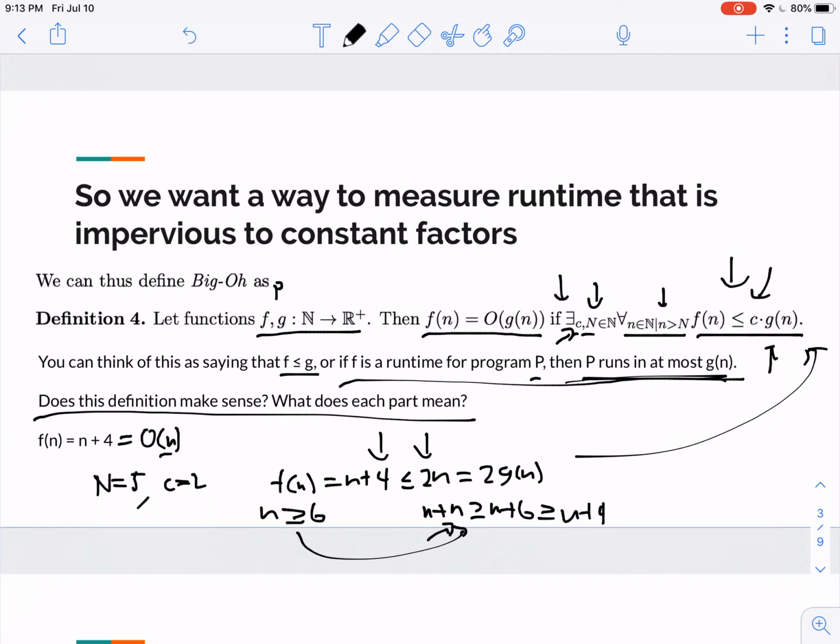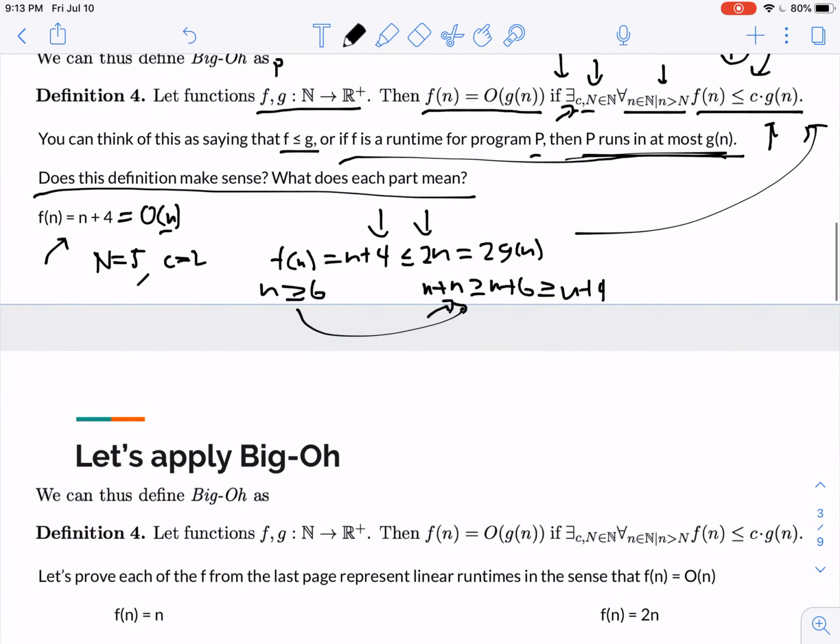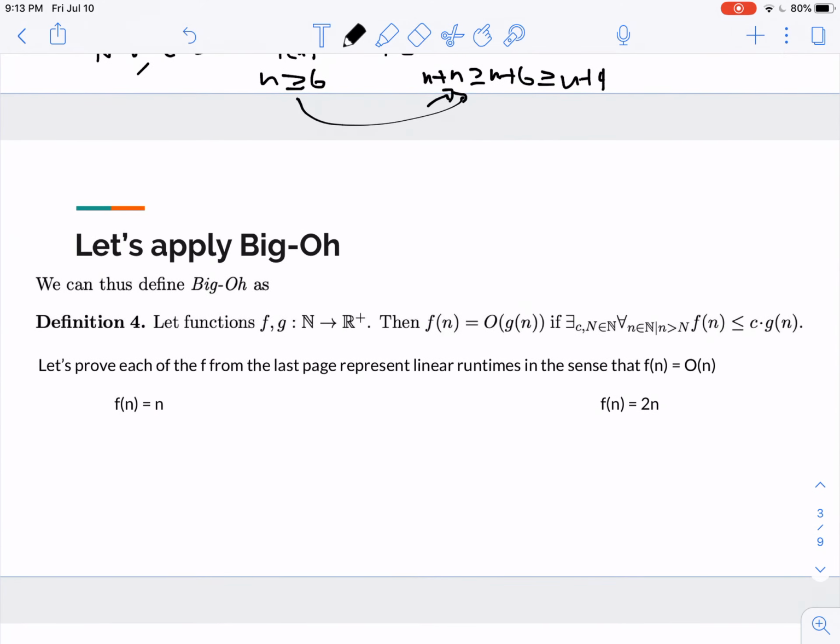If the main part of this formula, the main driver of this runtime, is this n, that's all we really care about. So now let's apply big O to the other cases, just to really get a sense of how to use it. So first, I'm going to prove that n is O of n. This is a little bit easier. We'll choose C equal to 1 and n equal to 0.